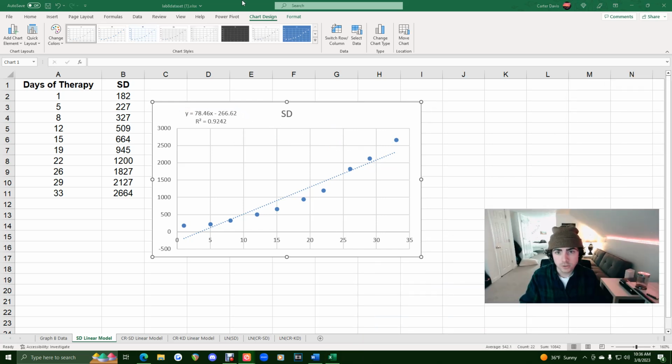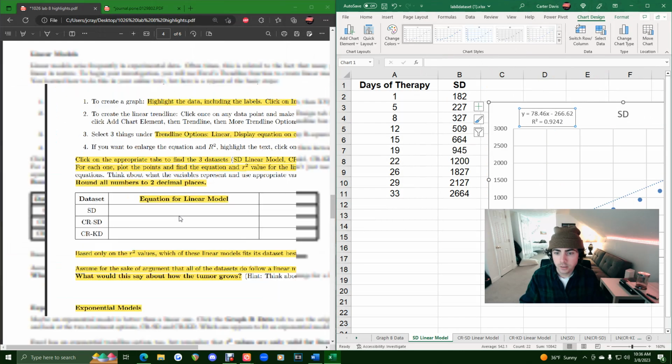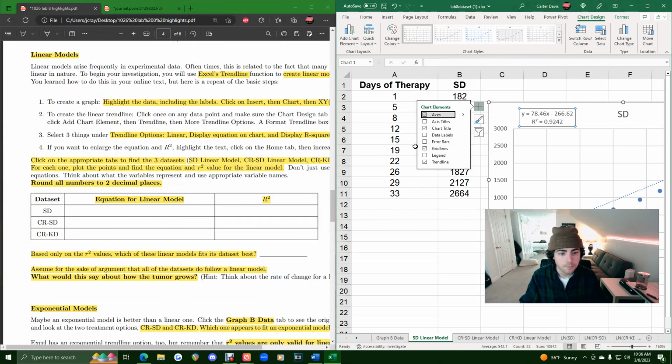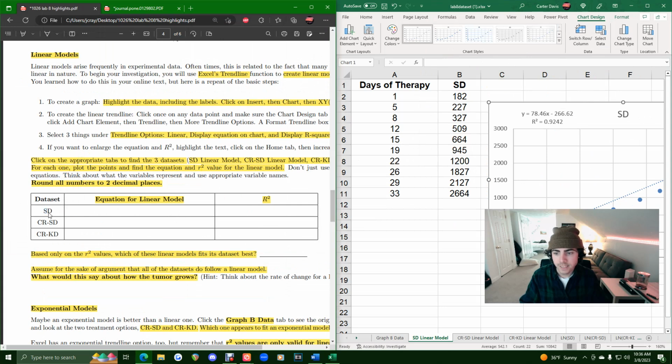These are our equations that you would hypothetically plug in to this chart here. So this is your SD, this is your standard diet.